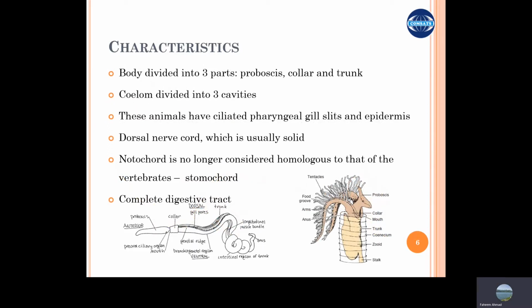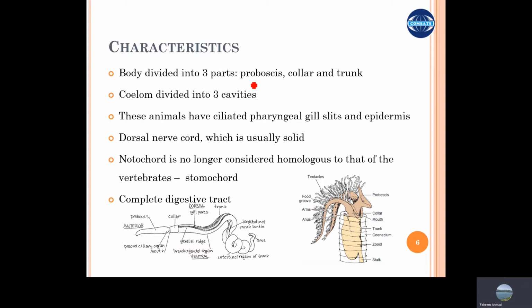Their body is mainly divided into three parts: the proboscis, collar, and the trunk. You see this anterior end, the cone-like structure. So they are called proboscis, and then this badge-like collar or ring-like structure. That ring-like structure attaches to the ends. The mouth is in and the gill slits, while the undigested food.